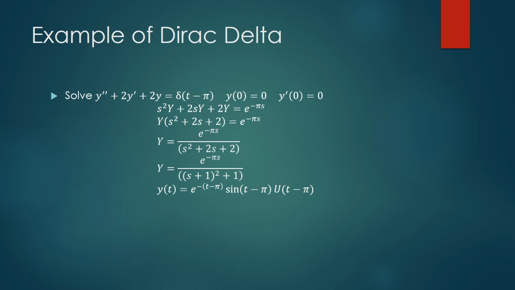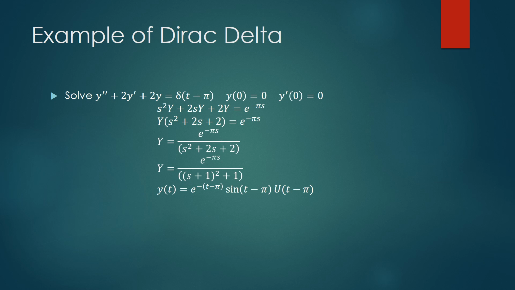And on the right-hand side, we take the Laplace transform of the Dirac delta. It becomes e to the power of negative pi s, and we take out Y and move the s squared plus 2s plus 2 to the right-hand side of the equation. It becomes Y equals e to the power of negative pi s over s squared plus 2s plus 2. Then we factor the s squared plus 2s plus 2 and make it in the form of (s plus 1) squared plus 1.